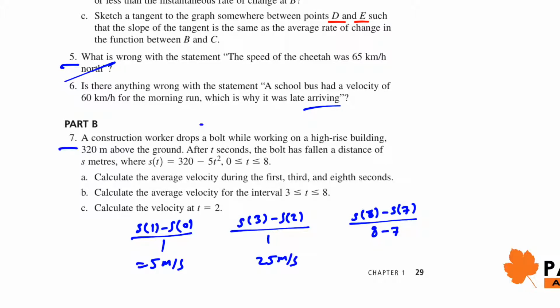(s(1) minus s(0)) divided by (1 minus 0) is negative 5.